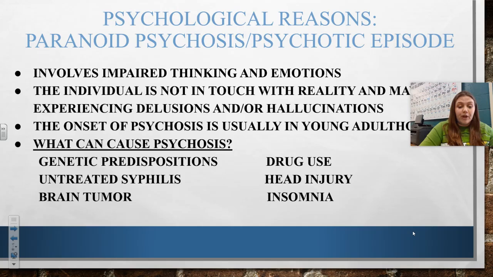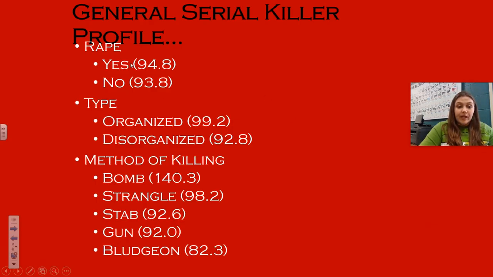Then a couple more basic breakdowns. Rape. Out of the serial killers that they looked at, 95 of them said yes, there was rape involved, and 93 of them said no. So I guess I'm a little wrong. It's about half and half. But again, even if there wasn't rape, a lot of times there was some kind of sexual weirdness.